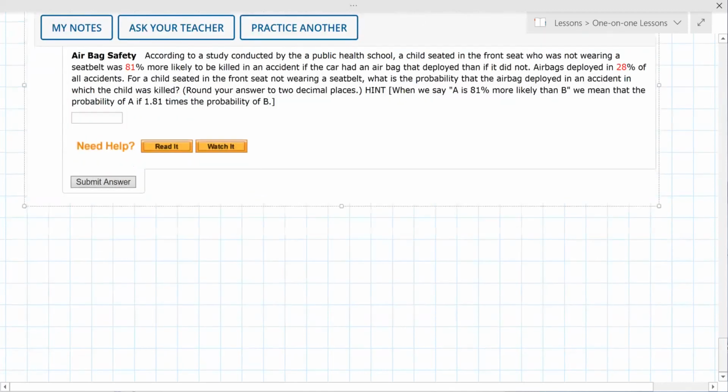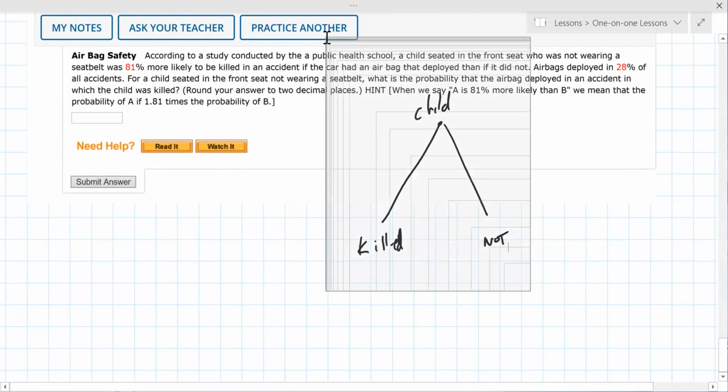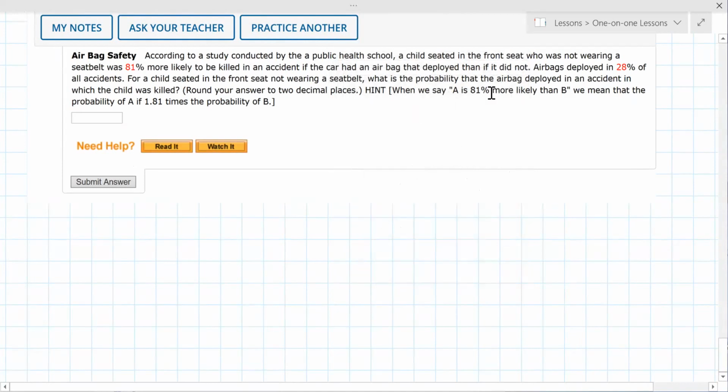Okay, so we have child killed or not, and sorry, maybe we start with the airbag here. So airbags are deployed in 28% of all accidents. Okay, so we have an accident and we have an airbag, and 0.28 yes and no 0.72.